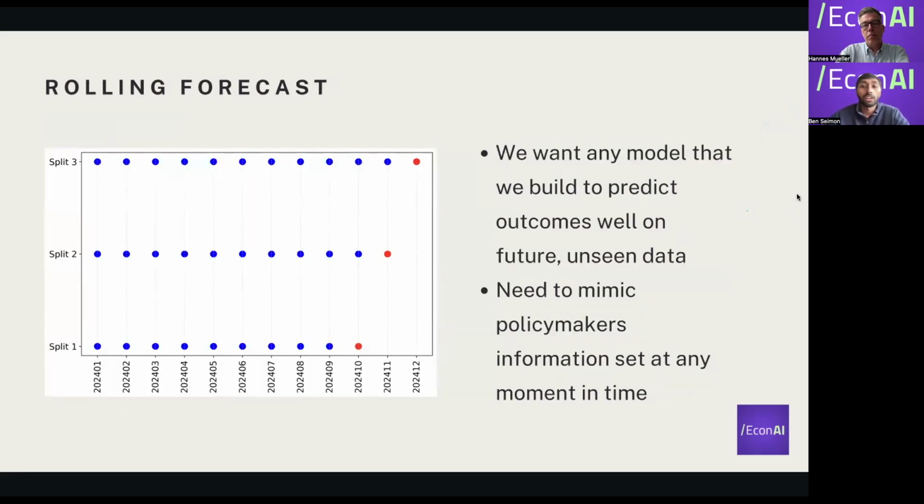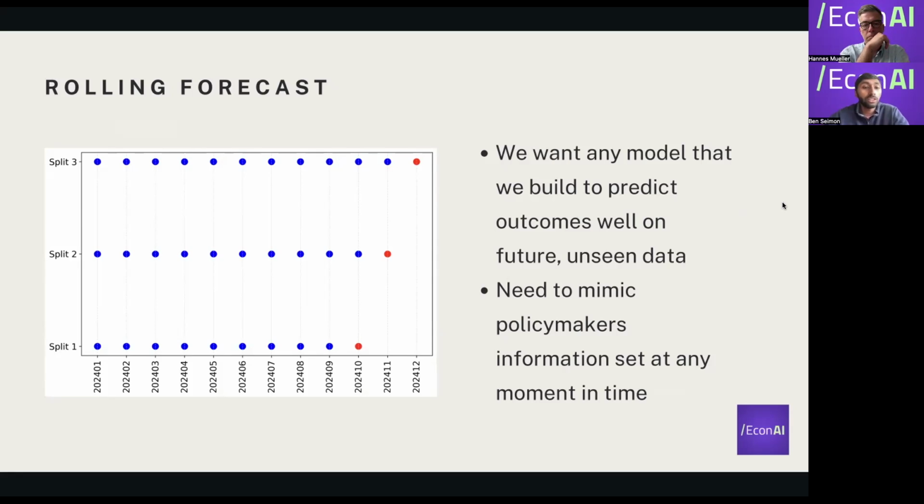The most important part, probably, of our forecasting method is what we call the pseudo out of sample or rolling forecast. The main objective of any machine learning model is to build and predict outcomes well on future unseen data. The only way to assess how your model will truly perform out of sample is to mimic the policymaker's information set at any moment in time.